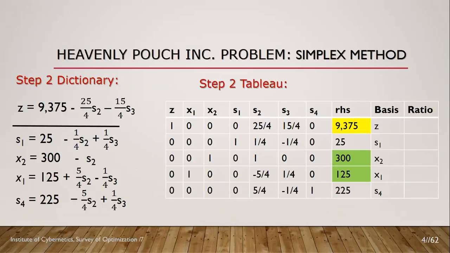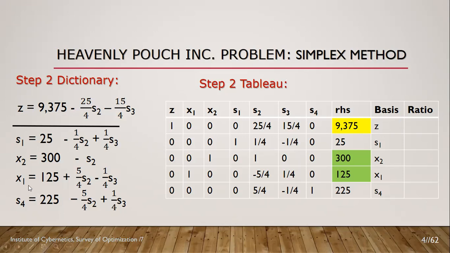So last time we stopped at the Heavenly Pouch Incorporated problem, which was solved using the Simplex method before we solved it graphically. Even earlier, we solved it using the solvers and the AMPL program. So now we are discussing the possible cases of solving the same problem with different variations. So far, we stopped the iterations at step 2, and here the slides represent the step 2 dictionary and the step 2 tableau.